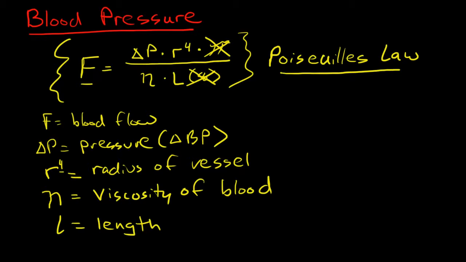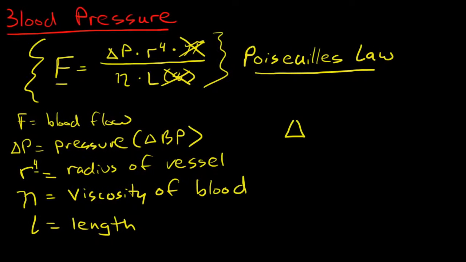Now, we're just going to do a little algebra. Actually, I'll spare you all the steps in the algebra, but you can do this yourself if you wish. But basically, once you do the algebra, what we have is change in blood pressure equals the flow times the length of the vessel times the viscosity divided by the radius of the vessel to the fourth power. Okay? So why is that important?